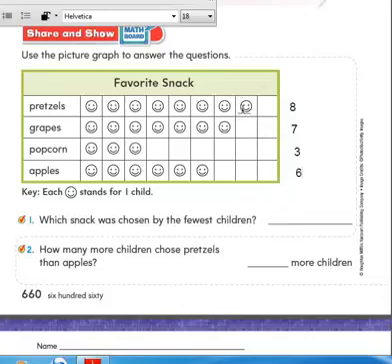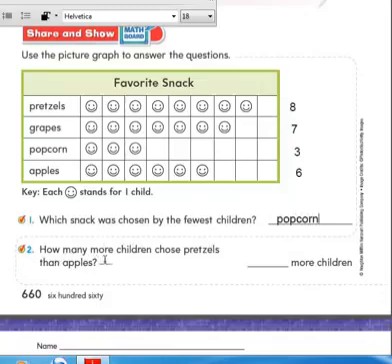The fewest number here, the fewest smiley faces here is what? Yes, we have 8, 7, 3, 6. Yes, the smallest one or the fewest one is 3. Which snack? Yes, popcorn. So we have to write here popcorn.